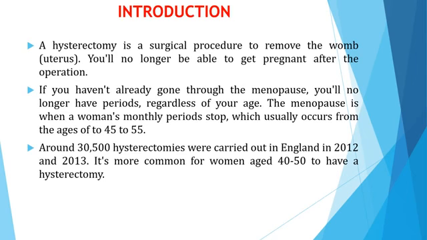So if you haven't already gone through the menopause, you will no longer have periods, regardless of your age. The menopause is when a woman's monthly period stops, which usually occurs from the age of 45 to 55. Around 30,500 hysterectomies were carried out in England. That's some statistics. هناك بعض الإحصائيات حول العالم فيما يخص الهيستريكتومي. And it's more common for women aged 40 to 50 to have hysterectomy. هذه just introduction.